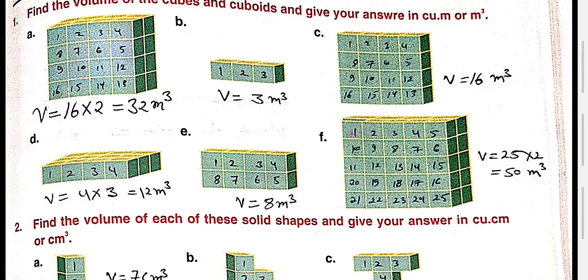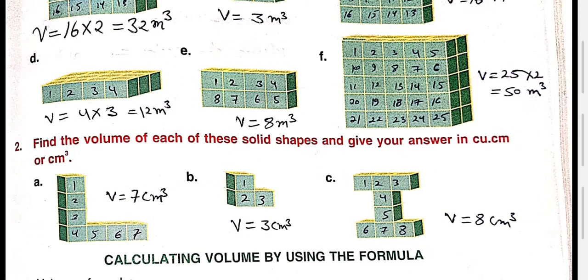Now on this side, when you count from 1, they become 25. How many are there? One in the front and one at the back side, 2 are there, so you have to multiply by 2. So its answer is 50 meter cube.